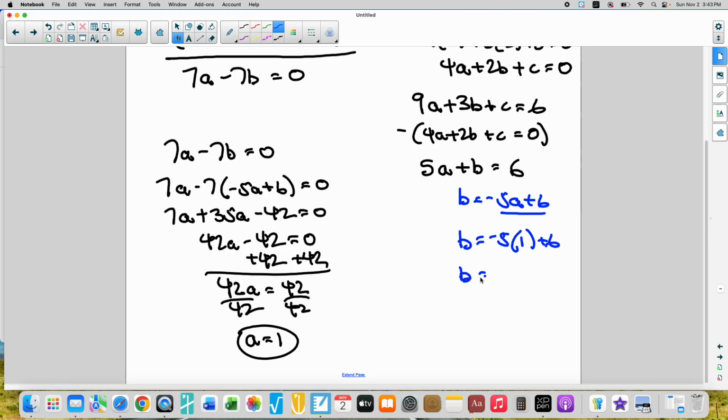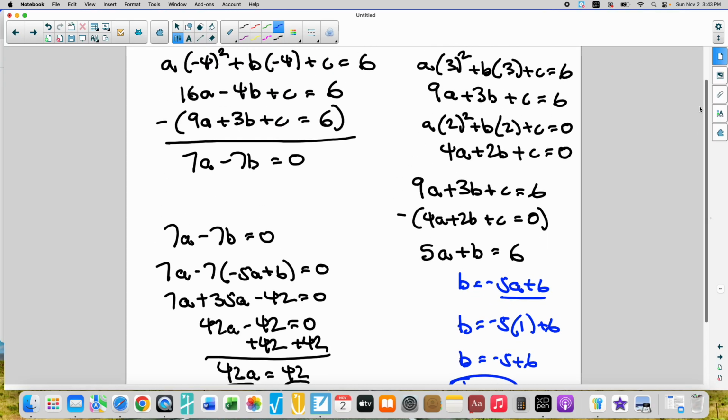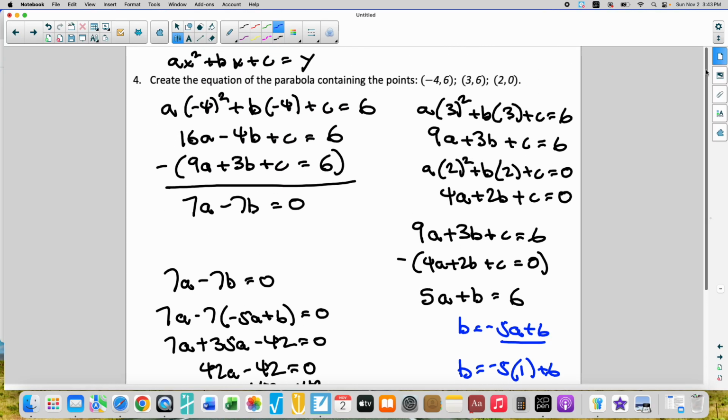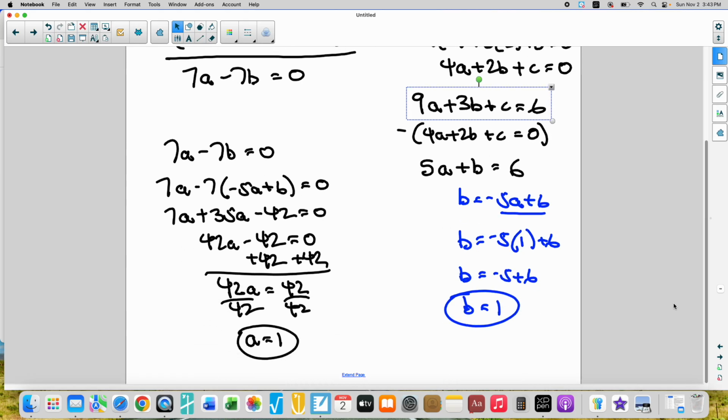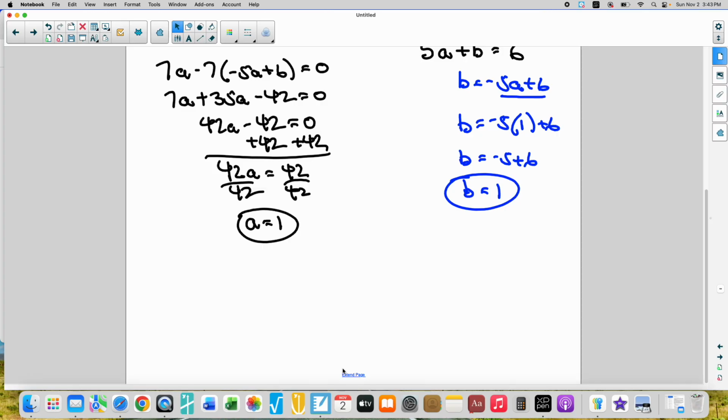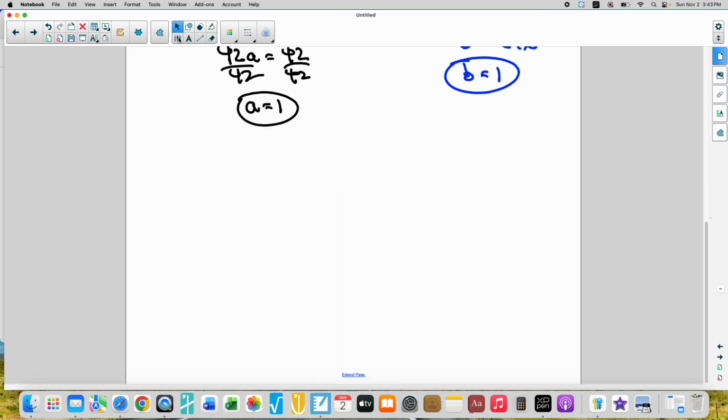We get b equals negative 5 plus 6. We get b equals 1 also. And then we can go back to the c equations. We can take any of the c equations and plug in. Let's take this one, because I can select it to copy. All right, let's paste it, move it, and now let's substitute our values.